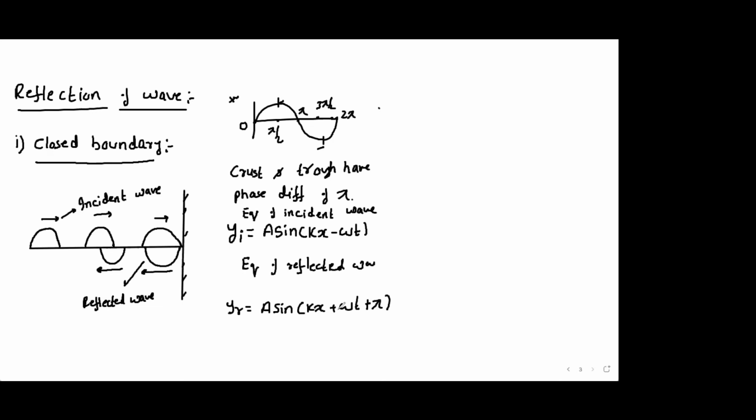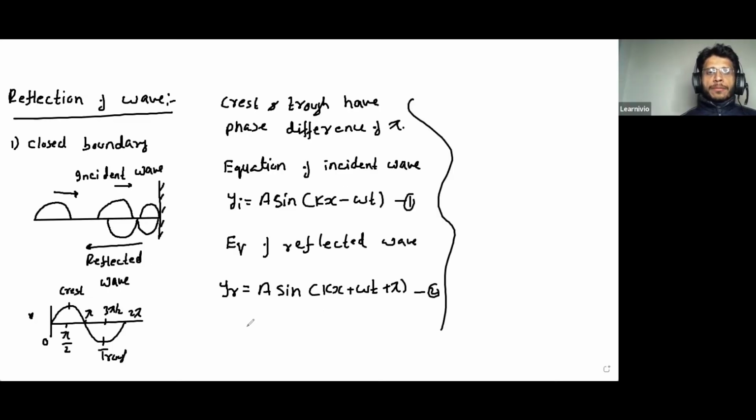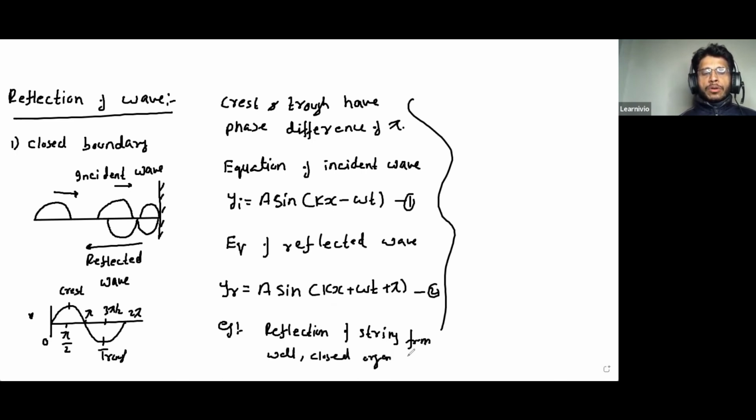Because the reflection is from the closed boundary, the direction of the wave will change. Along with the direction of the wave, the phase will change. So this is your reflected wave, A sine kx plus omega t plus pi. So this was about the closed boundary. Examples of closed boundaries are reflection of a string from a wall, and a closed organ pipe. These are a few examples of reflection from a closed boundary.